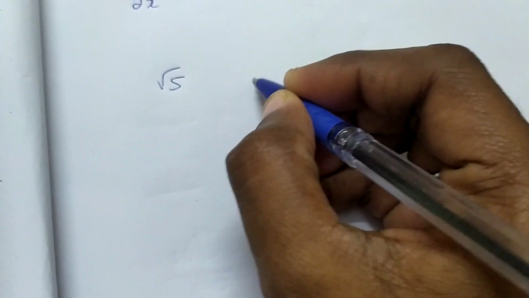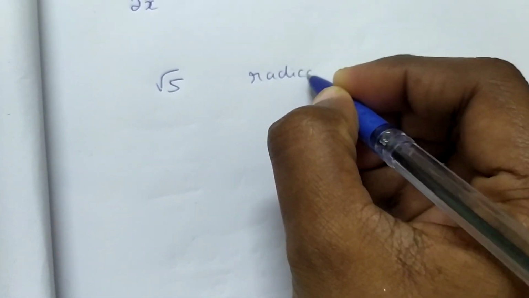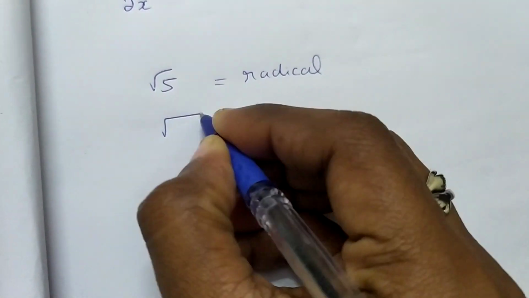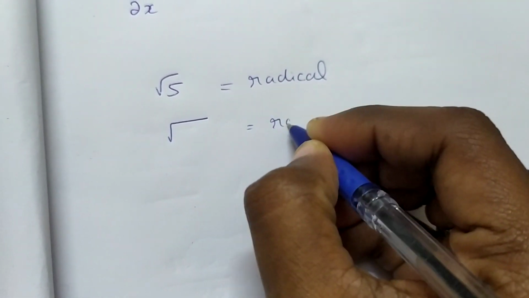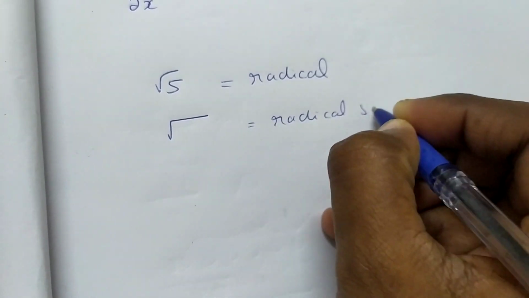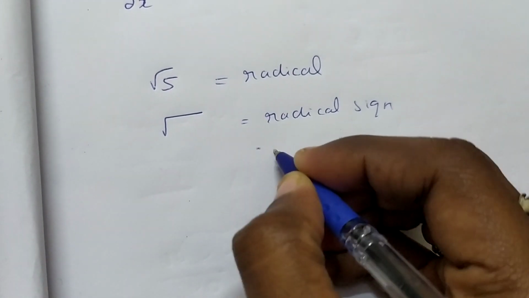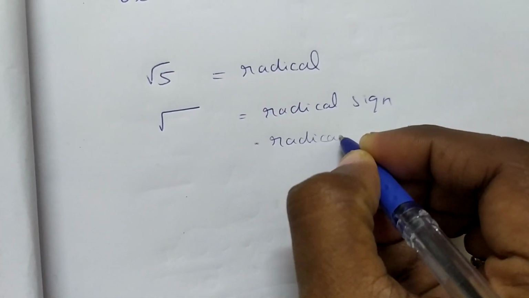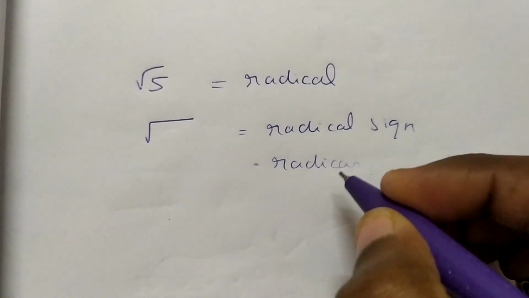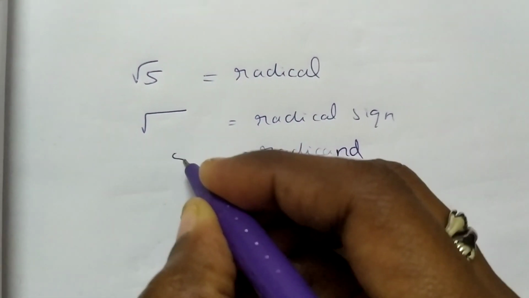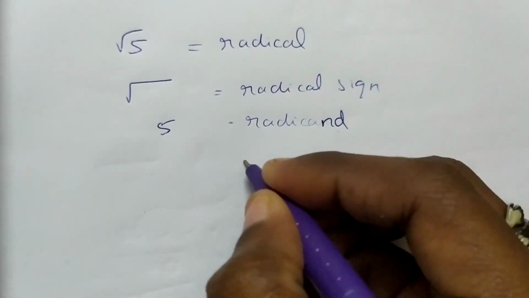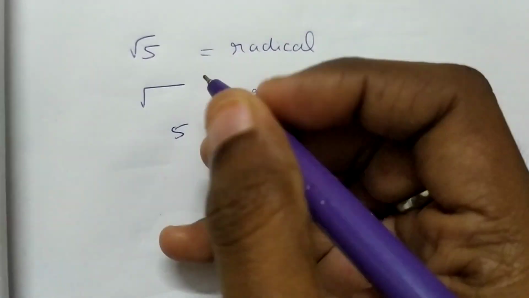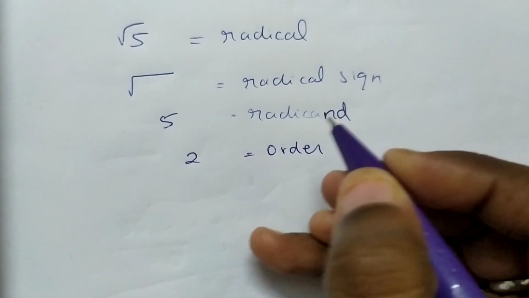Suppose if you consider root 5, then here radical is what? Radical is root 5. Then radical sign is square root, which is the radical sign. Then radicand is 5, and the order is 2. Here a square root, so 2.